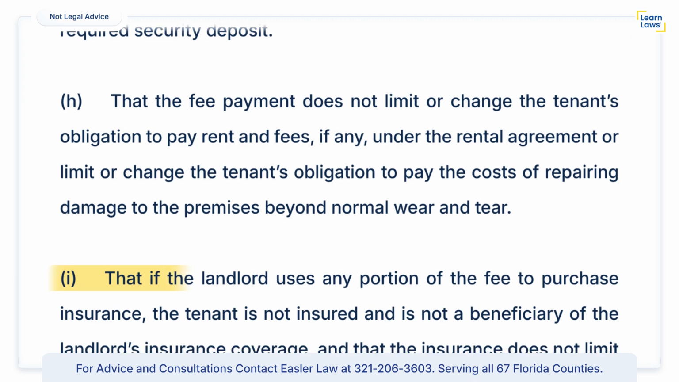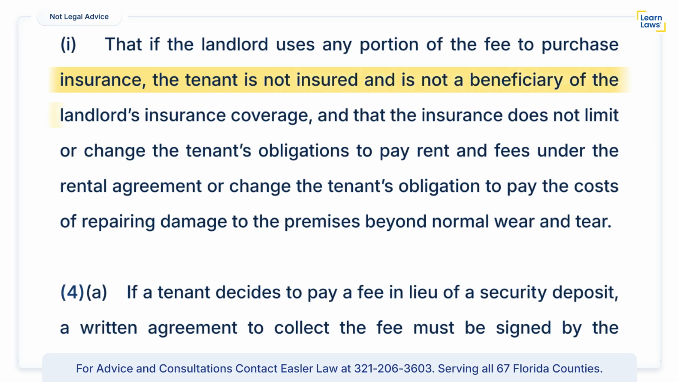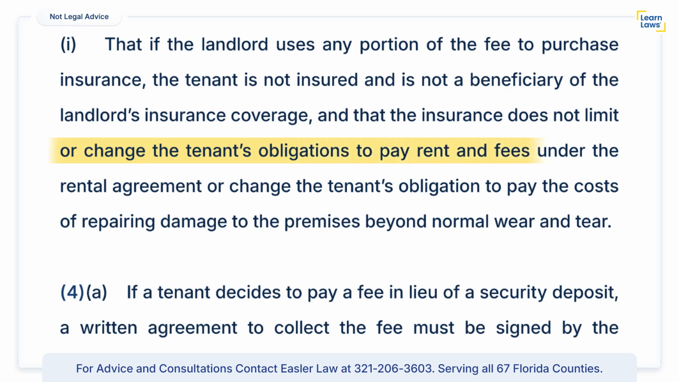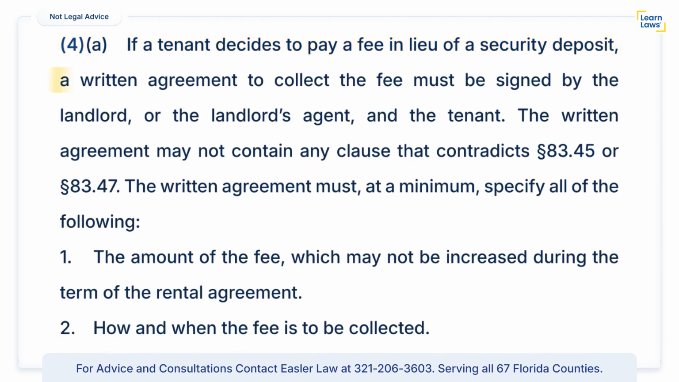I. That if the landlord uses any portion of the fee to purchase insurance, the tenant is not insured and is not a beneficiary of the landlord's insurance coverage, and that the insurance does not limit or change the tenant's obligations to pay rent and fees under the rental agreement, or change the tenant's obligation to pay the costs of repairing damage to the premises beyond normal wear and tear. 4. A. If a tenant decides to pay a fee in lieu of a security deposit, a written agreement to collect the fee must be signed by the landlord or the landlord's agent and the tenant.